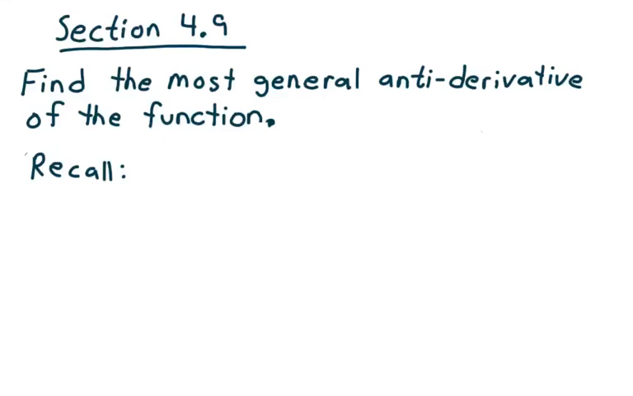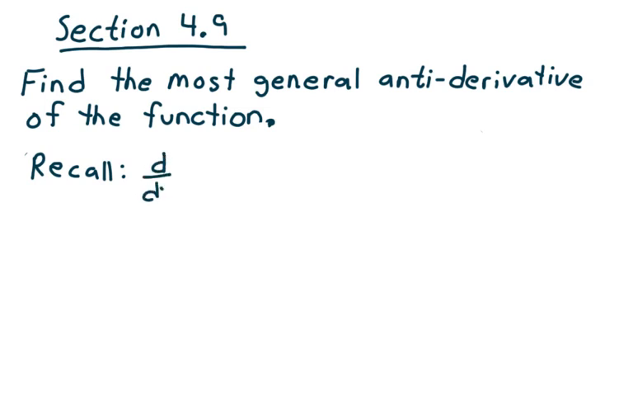This is a video from section 4.9 in a Calculus 1 class. The problems will be taken out of the Stewart Calculus textbook, 9th edition. The directions say to find the most general antiderivative of the function. But before we do, we need to recall a few things.